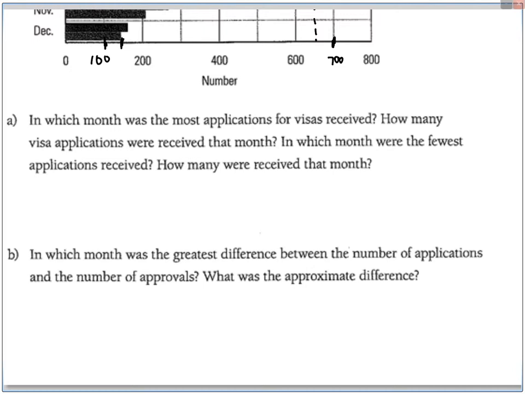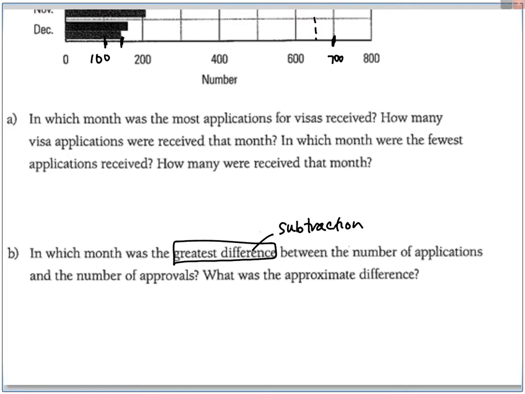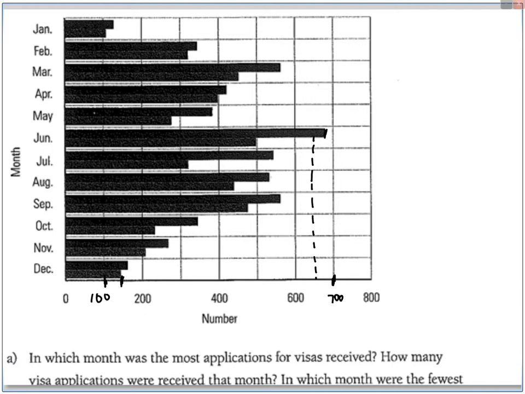In which month was the greatest difference? What is that? Yeah, it's a subtraction. What's another word for difference? Yeah, the biggest leap. Compare them. Where's the biggest difference in the bars? Where's the big bar and a small bar? June looks like a big bar, small bar. Ooh, July looks like a big bar, small bar. I think July, yeah.